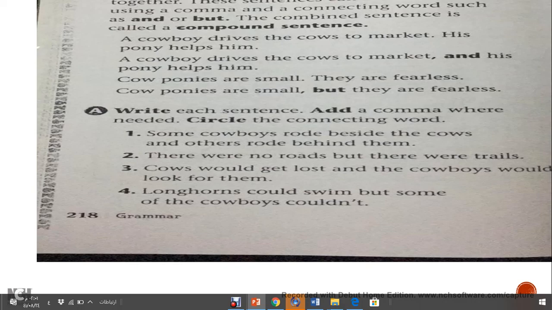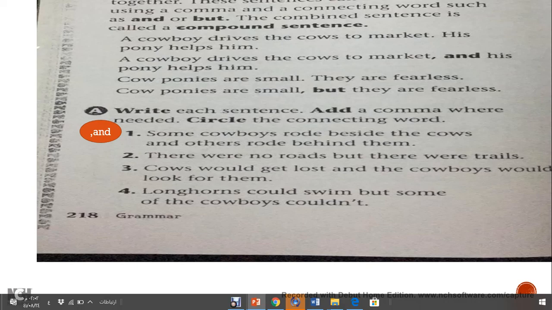So we have here the connecting word. The first sentence is: some cowboys rode beside the cows. The other sentence is: others rode behind them, because each one of them has a subject and an action. So we say that connecting words are and, or, but. Here in the first sentence we have and. So this is the connecting word. What must we write before and? We must put a comma. Can you see that? Comma, then and.